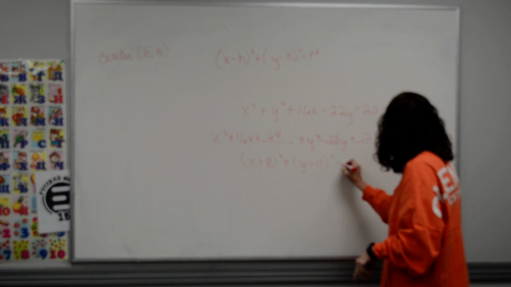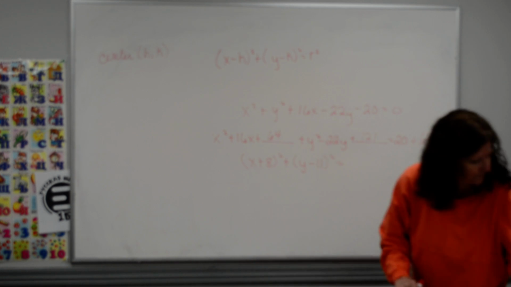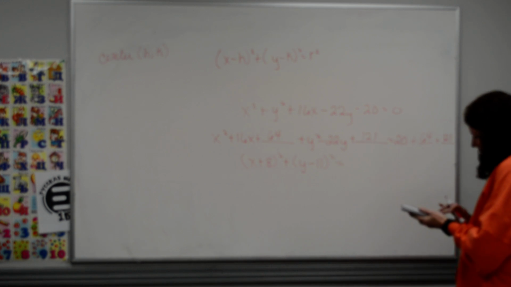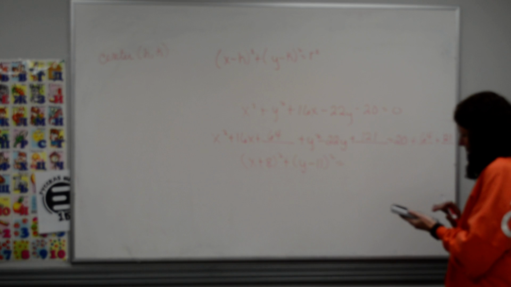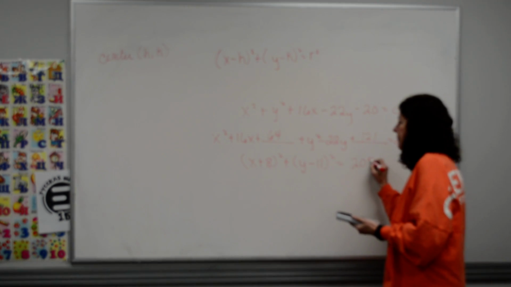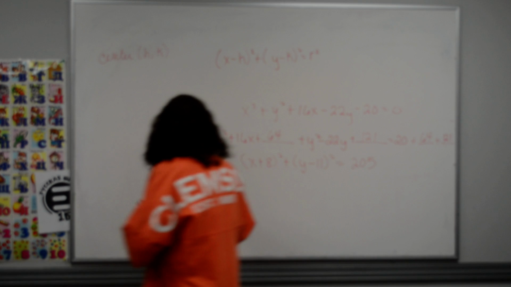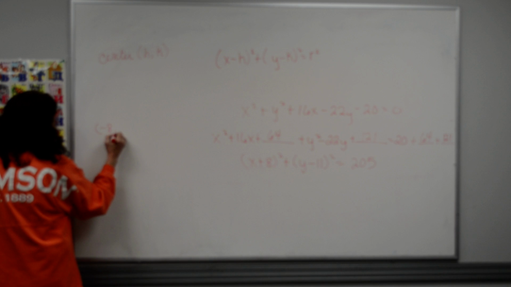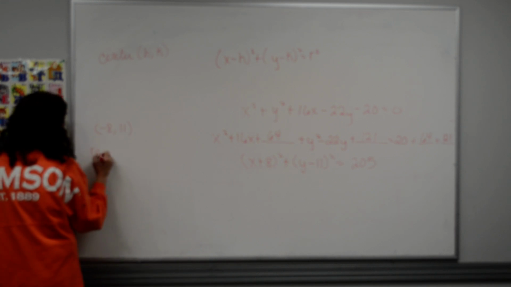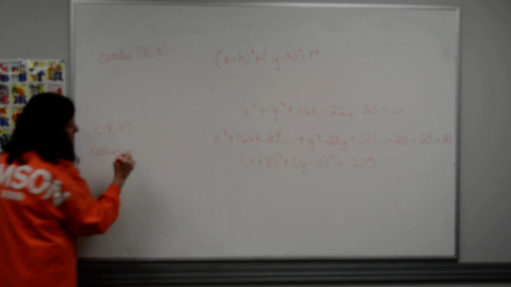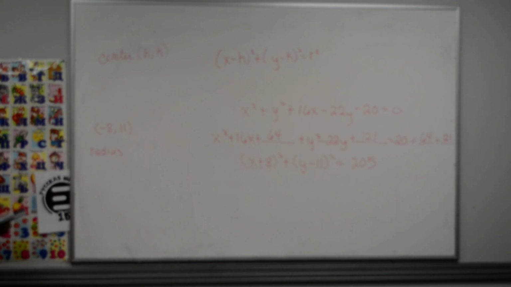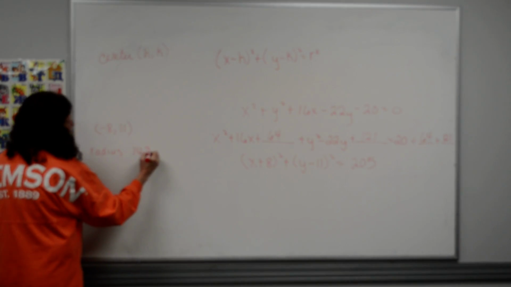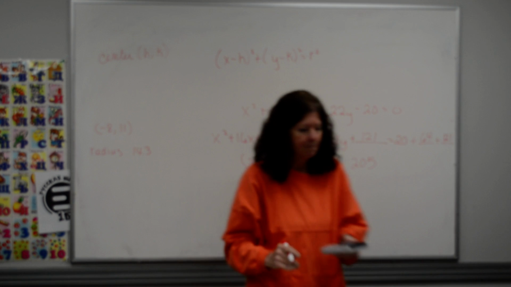Okay, on this side then, I need to find out what that's equal to. 20 plus 64 plus 121, 205. Okay, so this is a circle with a center at -8, +11, and the radius, I'm going to take the square root of 205, and I'm going to get 14.3. So this is just going to be an estimation, okay?